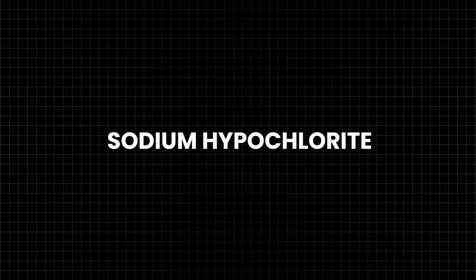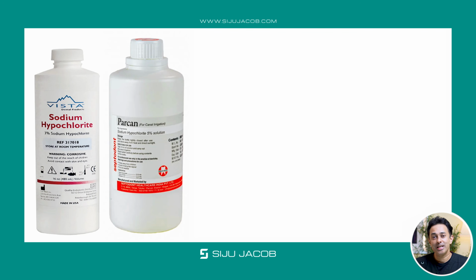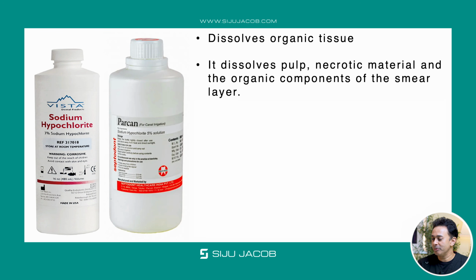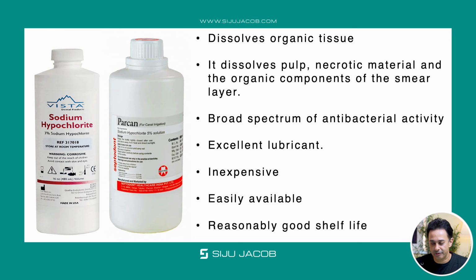Let's start with the most important irrigant of all, sodium hypochlorite. This is the most commonly used irrigant in everyday clinical practice. First, let's talk about the good things about sodium hypochlorite. Well, it dissolves organic tissue, it dissolves pulp, necrotic material, and the organic components of the smear layer. It has a very broad spectrum of antibacterial activity. It is an excellent lubricant. It is inexpensive. It's easily available and has a reasonably good shelf life. However, it does have some drawbacks as well.